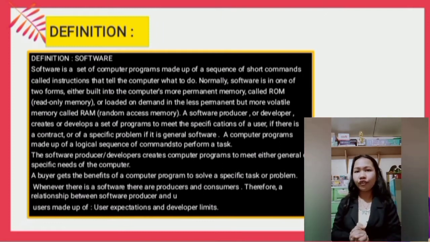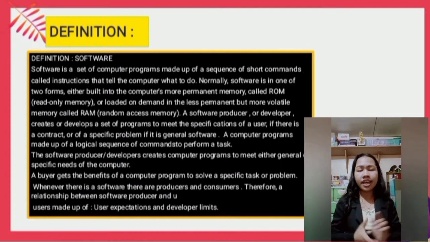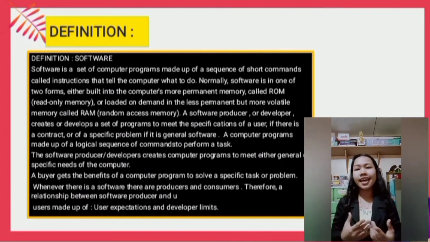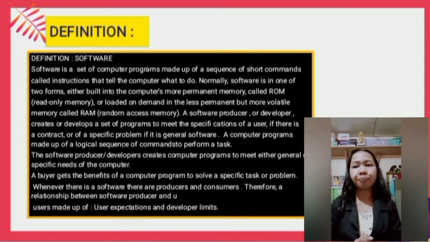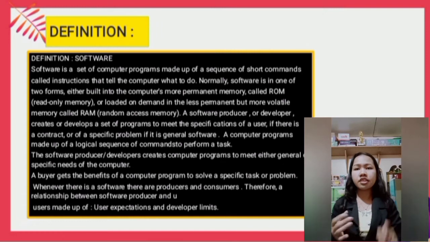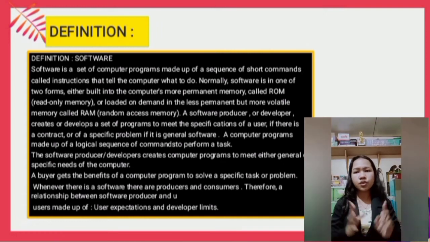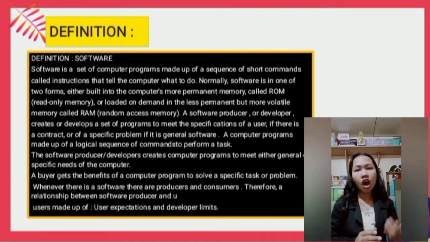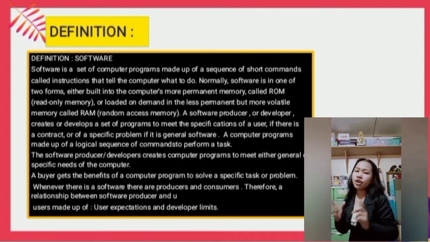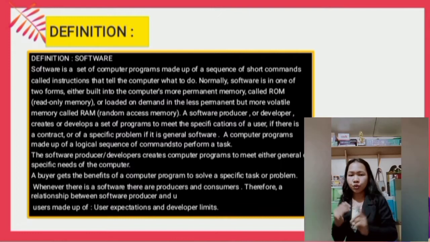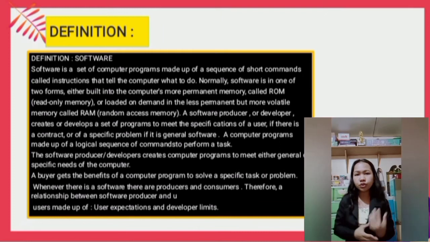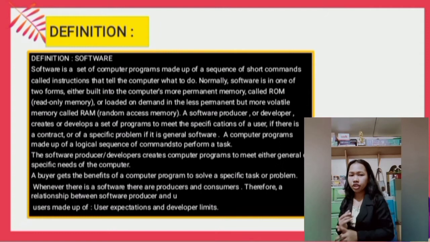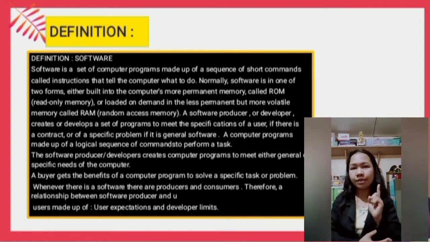The software producer and developer creates a computer program to meet either general or specific needs of consumers. A buyer gets the benefits of a computer program to solve a specific task or problem. Whenever there is software, there are a producer and a consumer. Therefore, there is a relationship between software producer and user, made up of user expectations and developer limits.